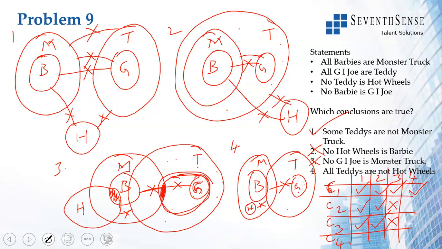All teddies are not Hot Wheels. So if you see teddies are Hot Wheels, no teddy is a Hot Wheel. So just from this, all teddy, no teddy is Hot Wheels. So all teddies are not Hot Wheels. So you will get that true as well just by drawing. Even in the drawing, if you see all teddies are not Hot Wheels. True, true, true, and then true. No teddy. So there's no overlap. So hence you will get a tick there as well. So we'll have conclusion 1 and conclusion 4.